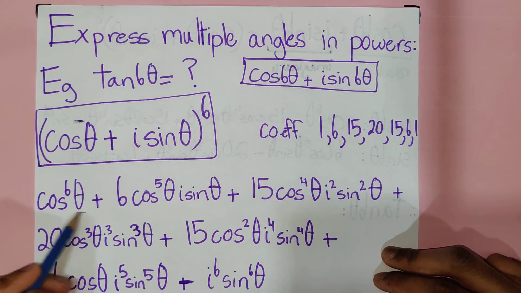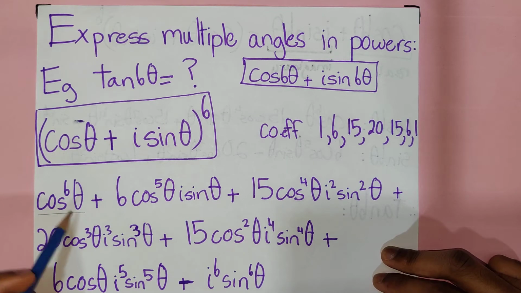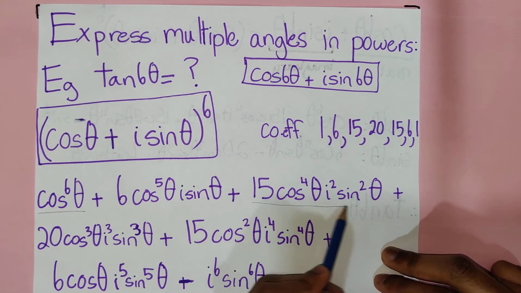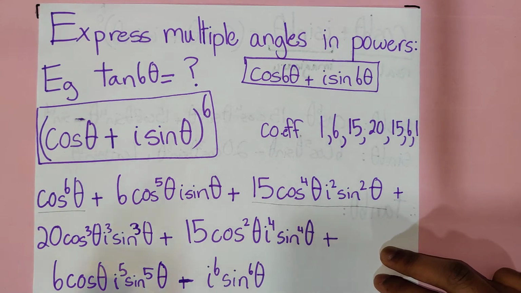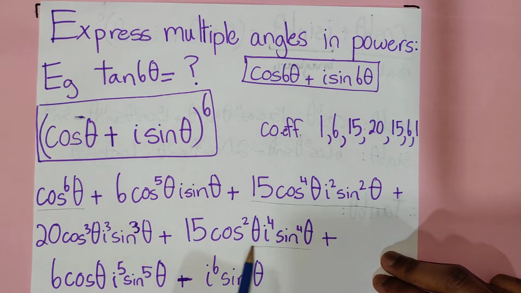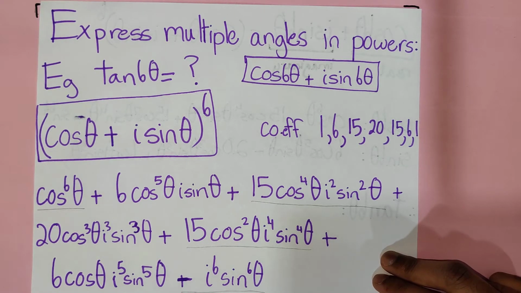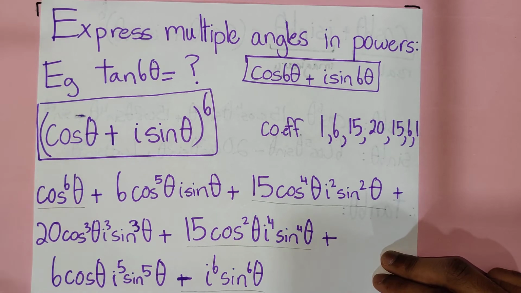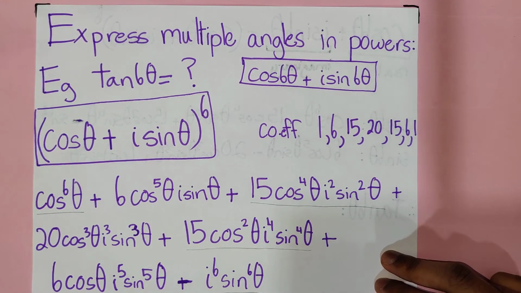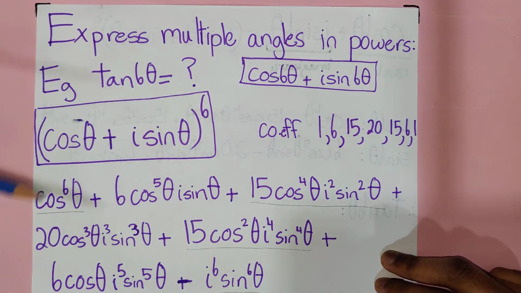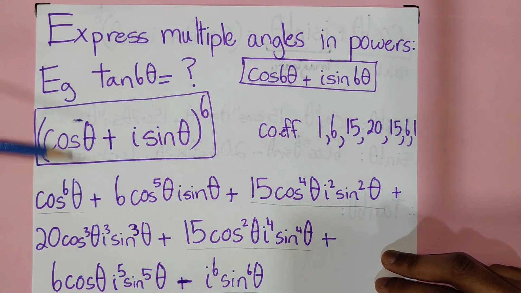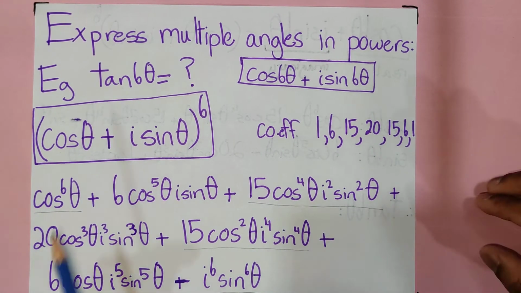So we know that cosine to the power of 6 theta is real. We also know that this is real, because this is minus 15 cos to the 4 theta sine squared theta. We know that this is also real, and we know that this is real here, which means that this and this are the imaginary parts. So we know that cosine of 6 theta is equal to this plus this plus this plus this, and we know that i sine of 6 theta is equal to this plus this plus this. Now, what does that tell us?